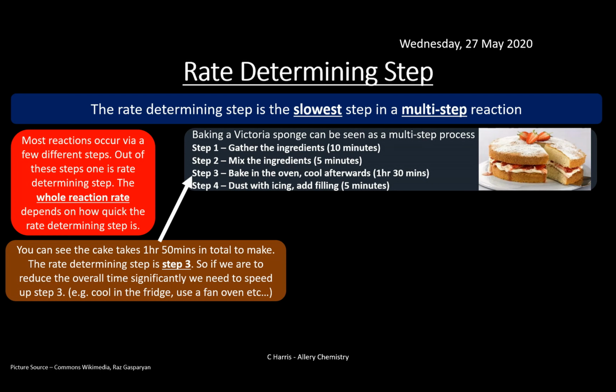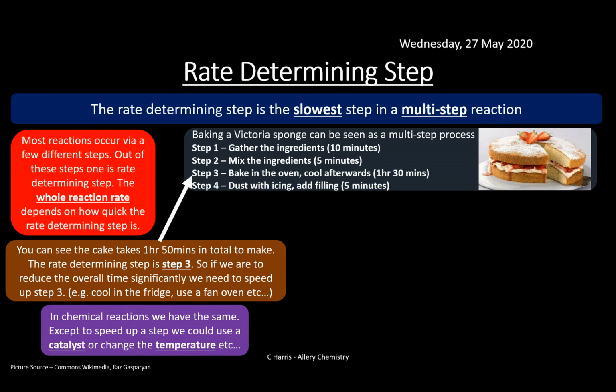So for example, in the cooling phase, we could add it to the fridge and that will cool it down quicker. Or we can use a fan oven. A fan oven means we can probably cook the cake quicker than if it was in a non-fan oven. So by using this kind of analogy, you can see that there is a step that's slower, and if I put that in the fridge, my overall time is going to have a much greater difference by altering step 3 than altering any of the other ones.